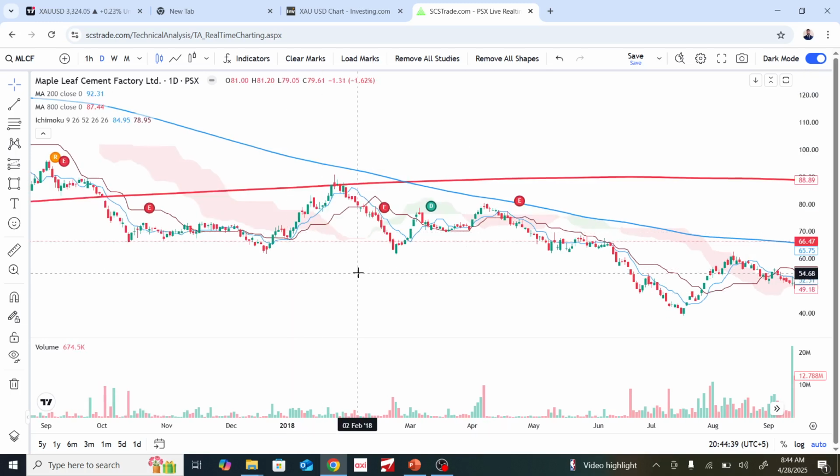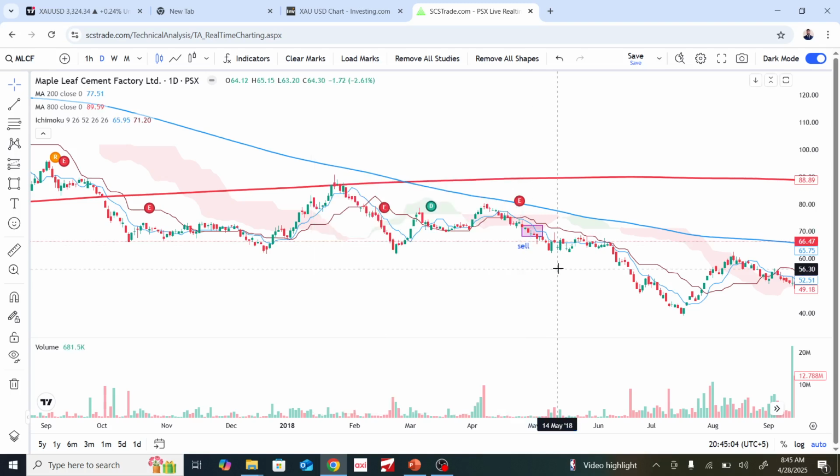Again, look at this. The baseline is above, the conversion line is above. The market is actually rejecting from the baseline and conversion line. The cloud is red, the 200 moving average is above, the 800 moving average is above. This is a sell point. You sell there.